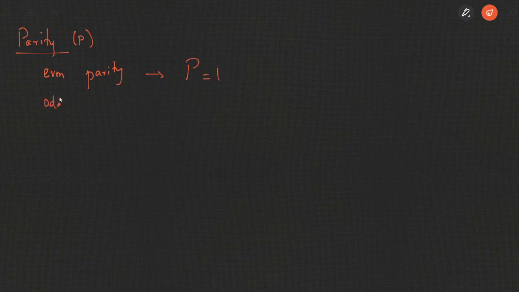Yet another significant flag register is a parity flag denoted by P. It's again an important flag, but not used as much. So if we have an even parity, then the parity flag will be set. If we have an odd parity, then the parity flag will be reset. So this is actually used in data transmission for error detection.